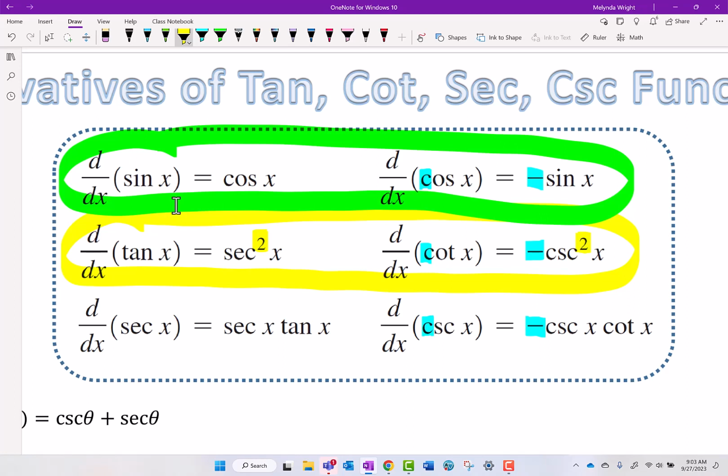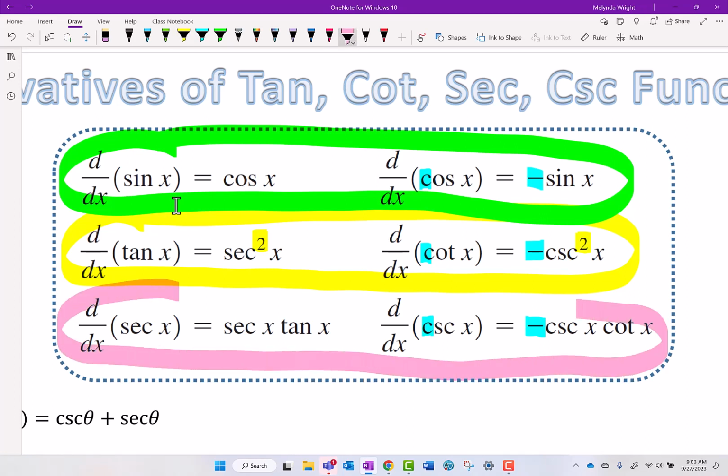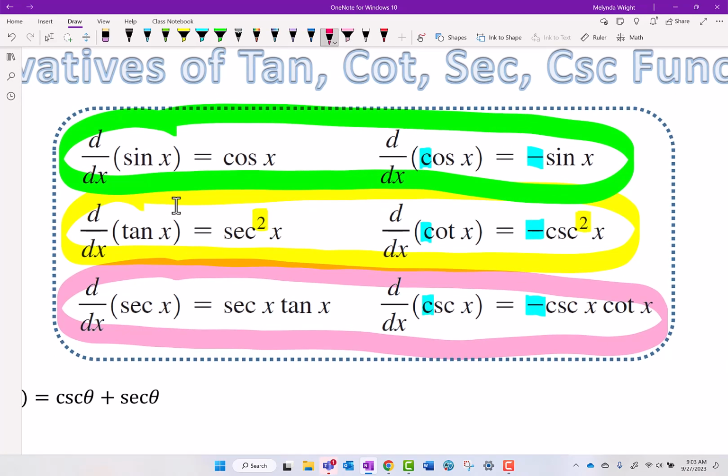The last two that I pair together are secant and cosecant, because their derivatives are products. The derivative of secant is secant tangent, and the derivative of cosecant is negative cosecant cotangent. So that helps me. Further, I just want to go a little bit further.